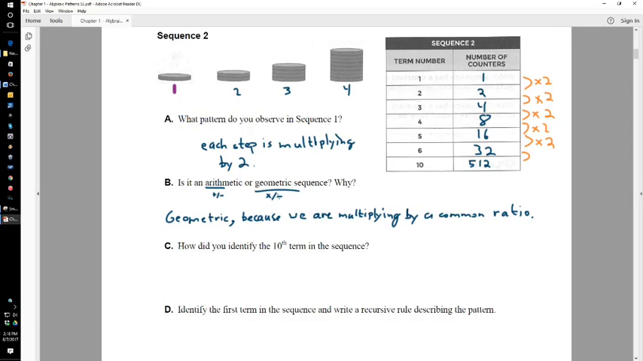Right? 2 times 2 is 4, times 2 is 8, times 2 is 16. So really you ended up multiplying by 16 because you multiplied by 2 four times. So we multiplied by 16 to get up to 512.